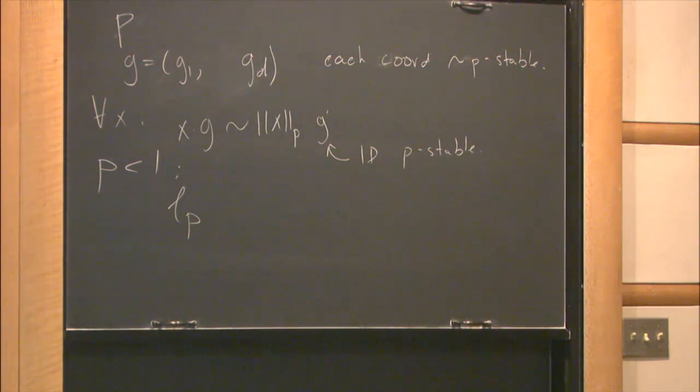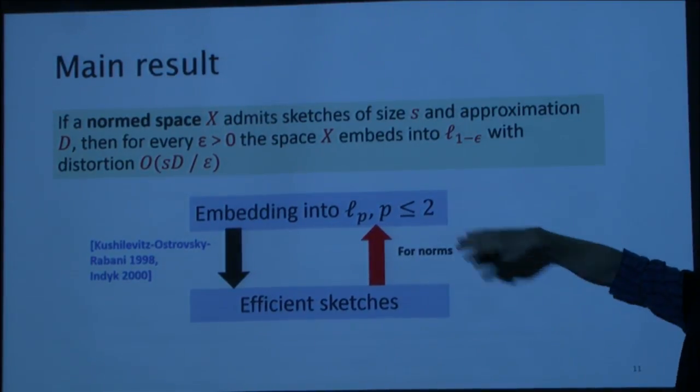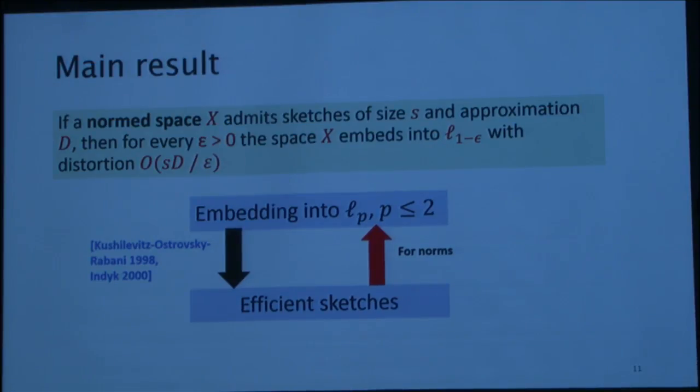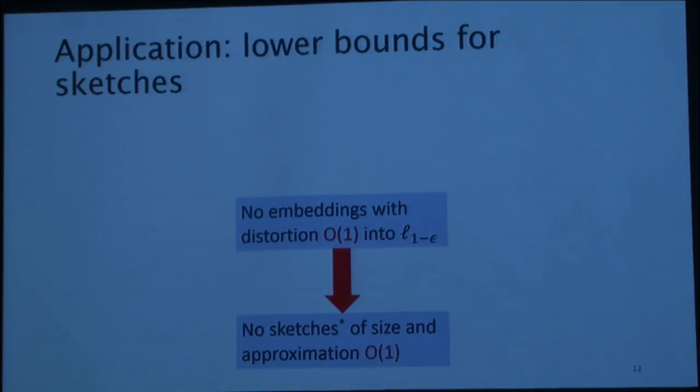So in a sense, if a norm is embeddable into LP, then it implies efficient sketches. This essentially was proven by Kushilevitz, Ostrovsky, Rabani, and by Piotr Indyk. We show the inverse direction, showing that these two notions are equivalent for norms. I won't say here what a norm is.